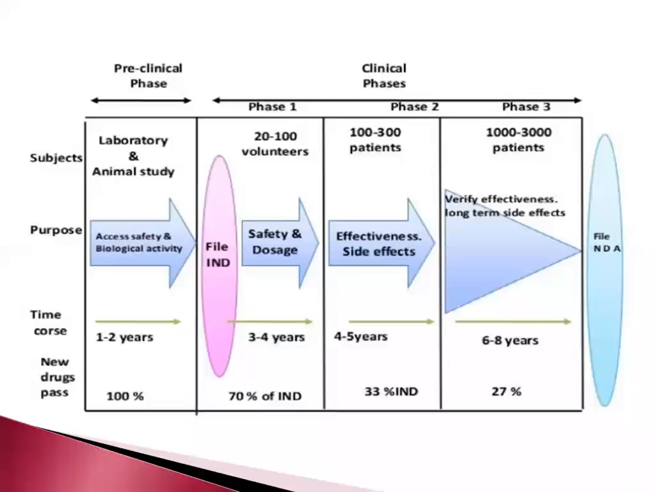Generally, at the preclinical stage, we are doing studies at laboratory level on different animals. Here in the preclinical phase, we are assessing the safety and biological activity of the drug. Generally, it requires around 1 to 2 years. For the specific chemical entity, we need to check the safety of that particular chemical component and its biological activity. It requires around 1 to 2 years. And in this case, around 100% of drugs get passed. Okay, then we file the investigational new drug application. That is in pink color, you can see.